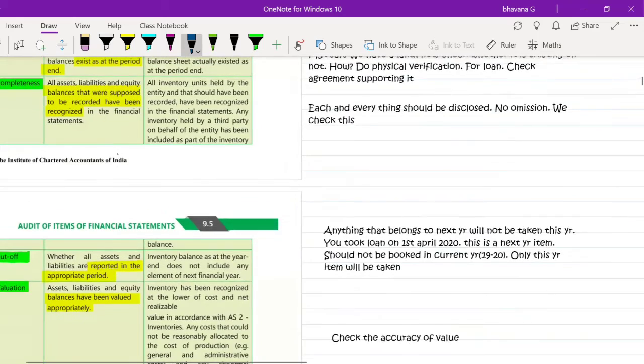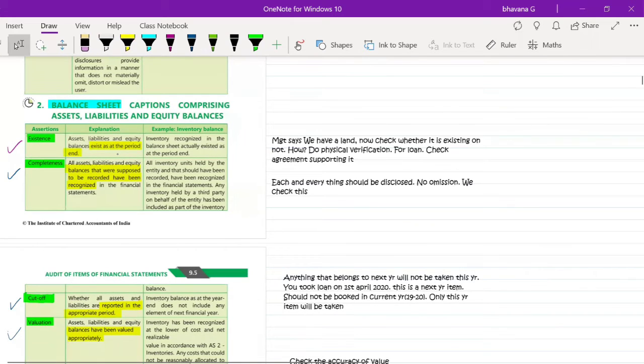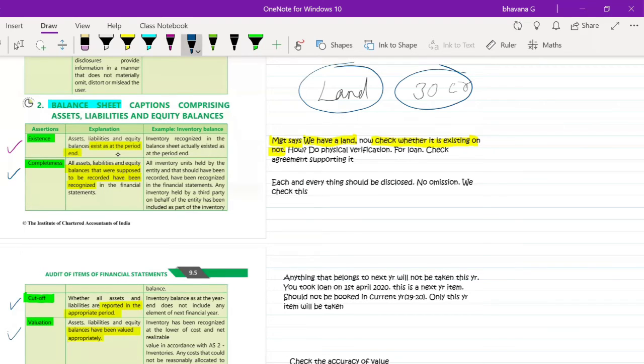First we will start with existence. Existence means, suppose in the financial statements they have shown us a land. Suppose they have shown us a land of 30 crore rupees. That means in existence, what the auditor has to check is that if the management says that we have a land, we have to check whether it is existing or not. Okay, in existence, whenever you read financial statements, if you see that a land of 30 crore is given, that means you will believe that in reality this 30 crore land is actually existing.